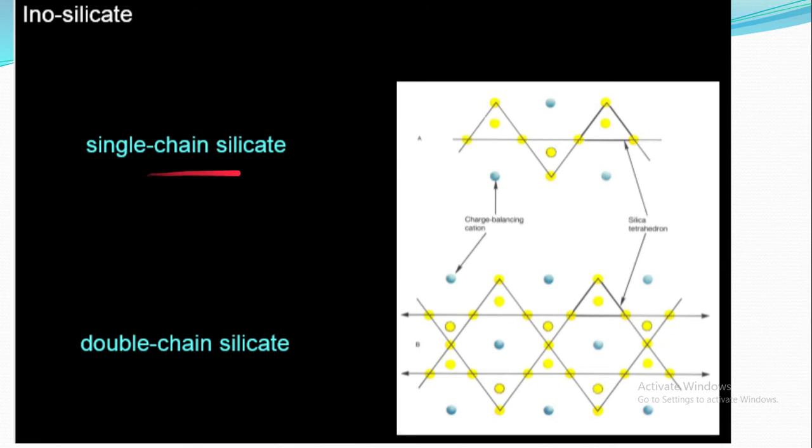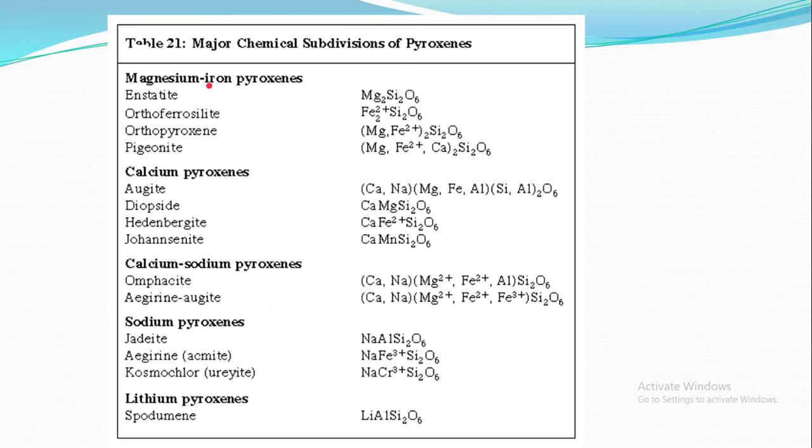So single chain, not double chain silicate. They are mainly single chain. So these are the major pyroxenes, enstatite, orthopyroxene. These are their chemical compositions. Different types of pyroxene. If you go through their formulas and chemical compositions, you see they are mainly rich in magnesium, iron and calcium.